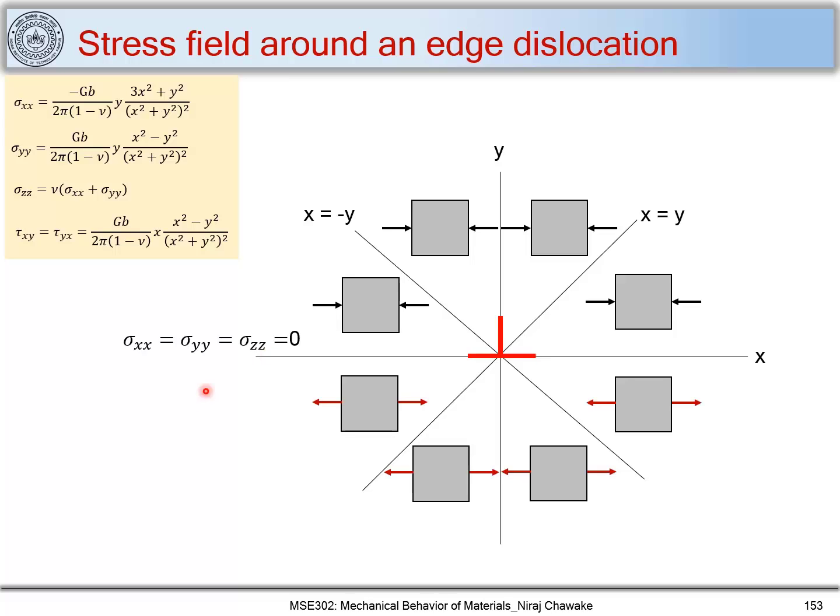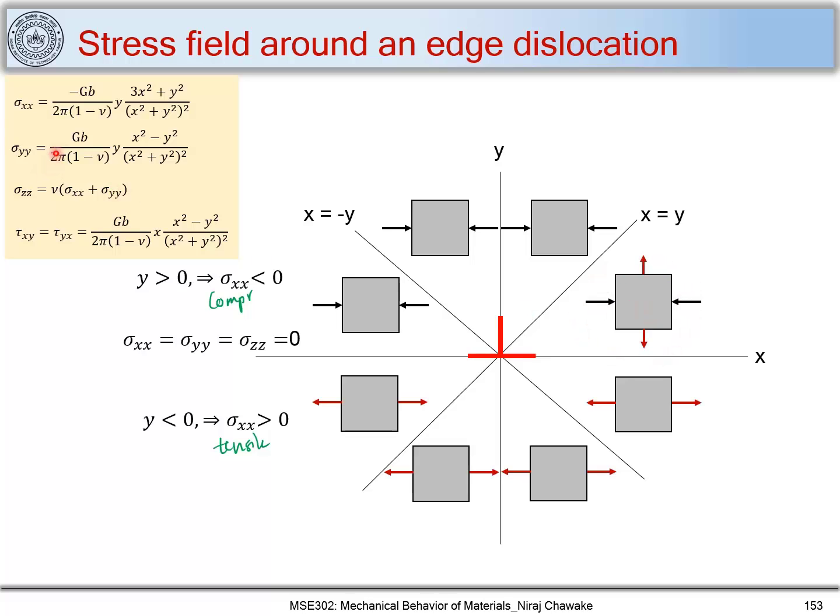And you can write that for y less than 0, sigma xx is greater than 0, and for y greater than 0, sigma xx is less than 0. That is, sigma xx is compressive here and tensile here. So let me write that down also. Here sigma xx is compressive, and here it is tensile in nature. Now let's mark sigma yy.